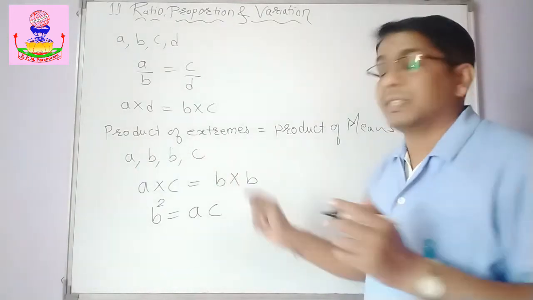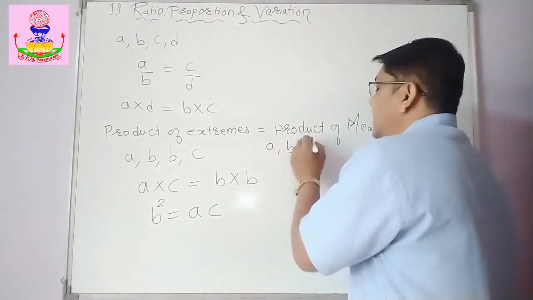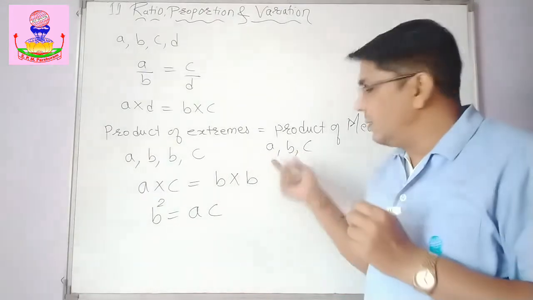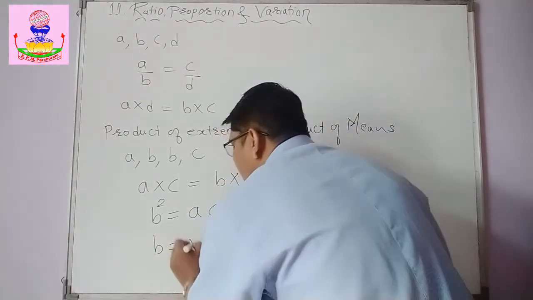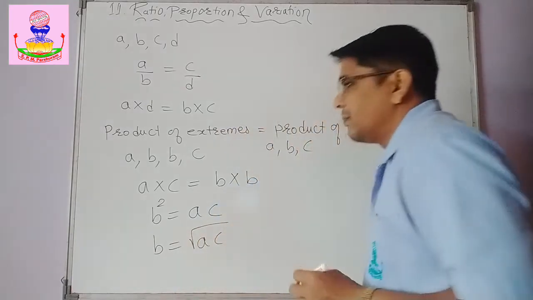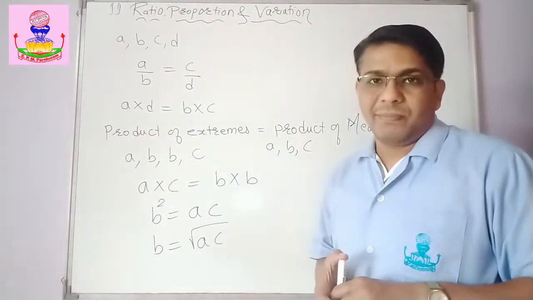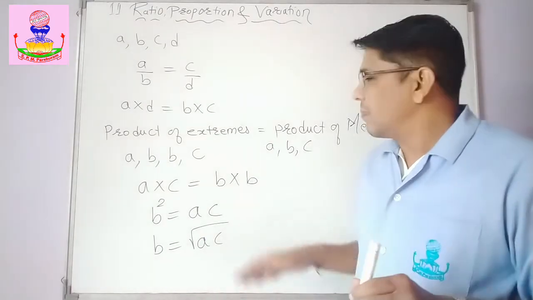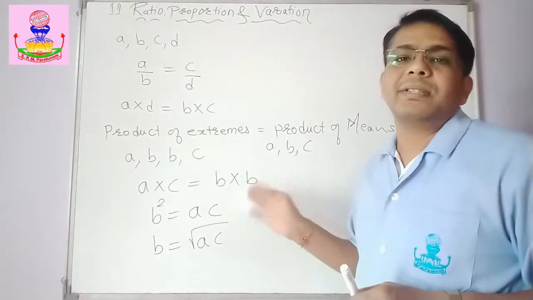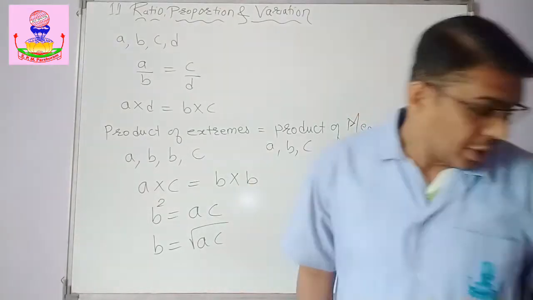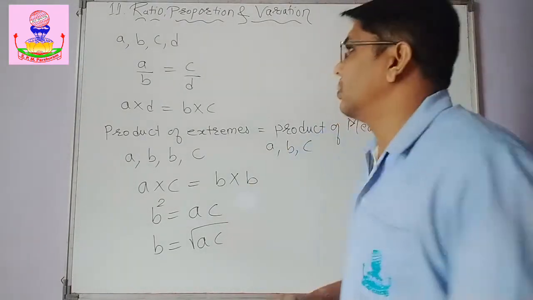Actually these are three numbers, A, B and C. If they are in proportion, then you will get B square is equal to AC, or B is equal to square root of AC. This is also called the geometric mean. Now this is not in the book, but this is additional information. In some cases, examples based on this are also asked. Okay, now this is about proportion.